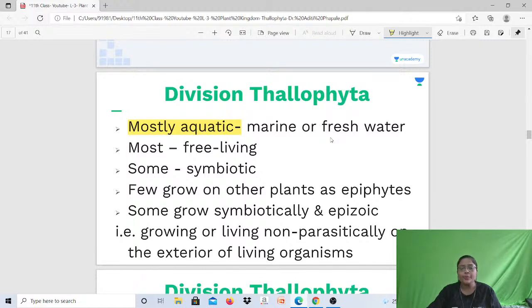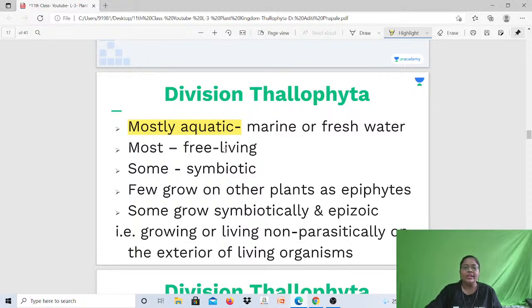Fresh water means where the salt concentration is very, very less. So, for example, rivers, lakes, ponds, this water is considered to be sweet or fresh water. And marine water means oceans and seas where salt concentration is high. Okay, so don't forget this, remember this.